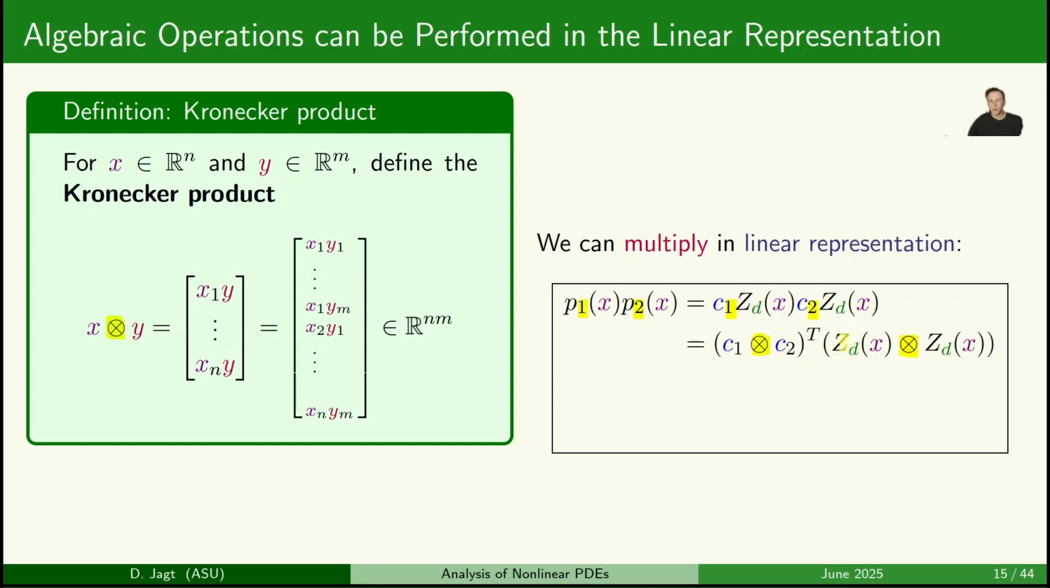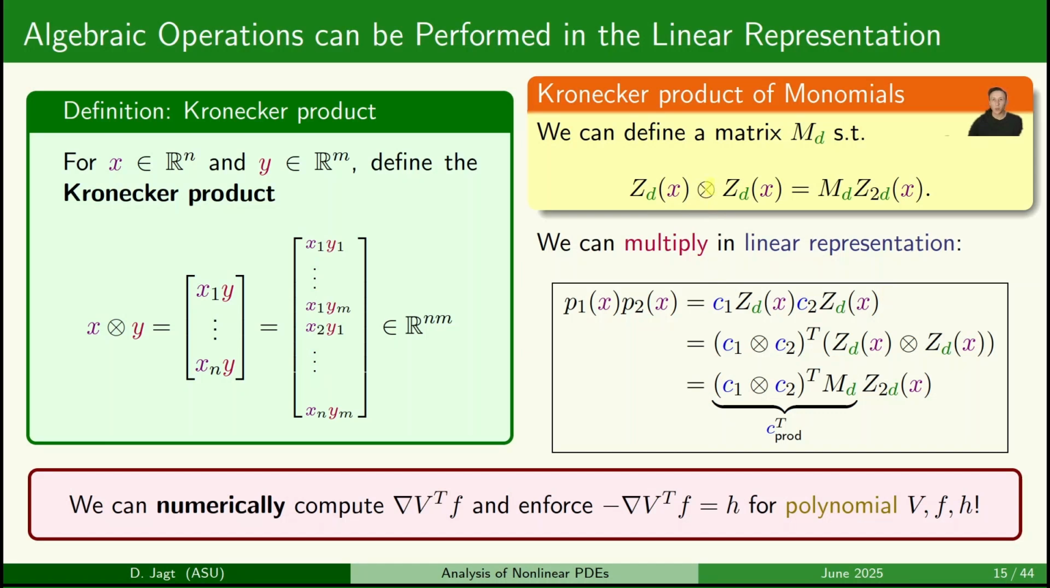Now note here that if this vector zd contains all monomials of degree at most d in x, then the Kronecker product of this vector with itself will include monomials of degree at most 2d in x. And indeed, we can express this Kronecker product of the vector of monomials with itself in terms of the vector of monomials of degree at most 2d in x using some matrix M, where this matrix can be computed explicitly. We know how to compute this matrix.